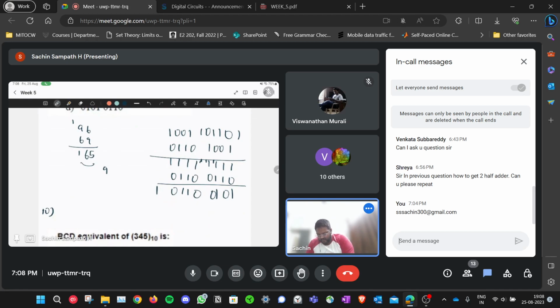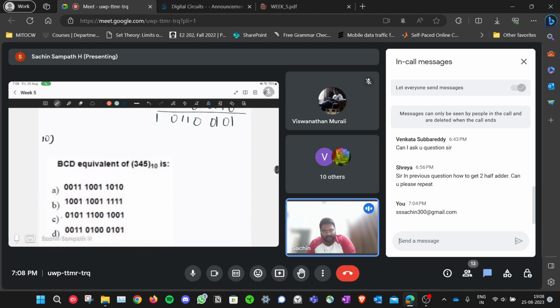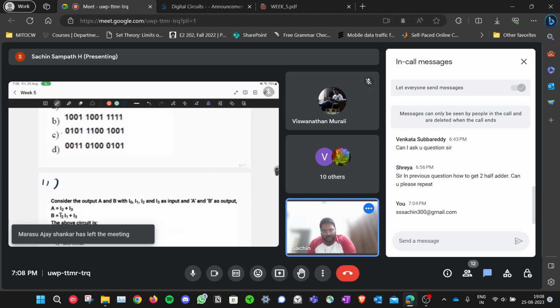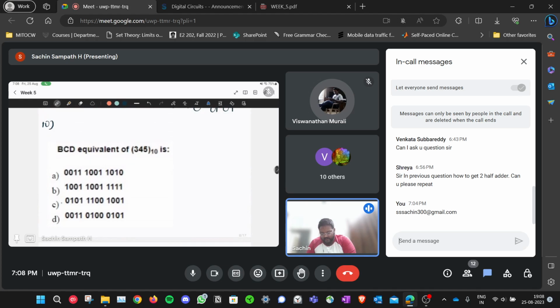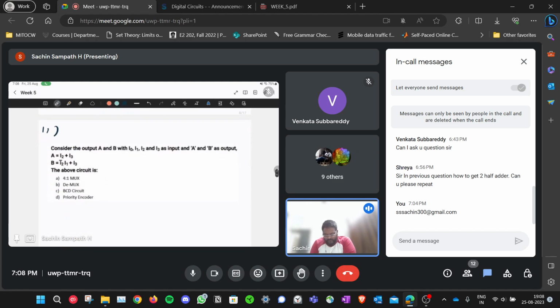Okay, I'll solve 2 more questions. These questions are from previous assignments, so I'll solve 2 more questions and then I'll come to your doubt. BCD equivalent of 345. So for each digit you write 4 bits. That's all. Yeah, 3 is 0011, 4 is 0100, 5 is 0101. So it's D.